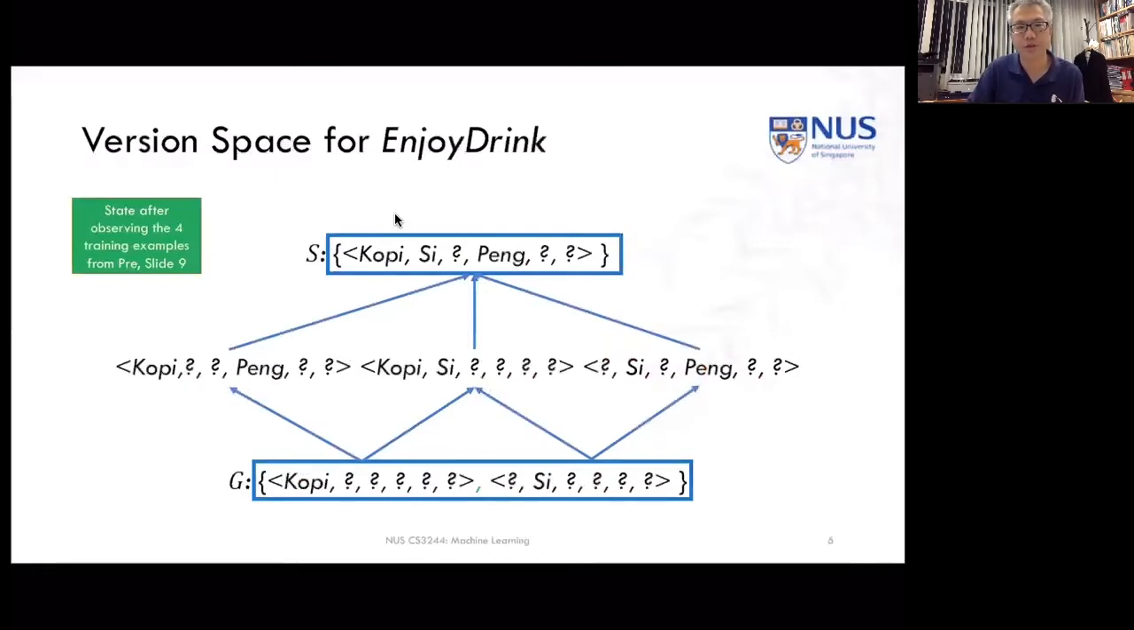So here's a version space illustration for the enjoy drink problem after we have observed the 4 training examples as we saw in the pre-lecture. Go ahead and take a look at the pre-lecture slide 9, where we showed you 4 training examples. Basically, after going through those 4 examples, we saw that there were drinks that were coffee with evaporated milk and iced being the most specific concepts, and some other concepts that are most general.